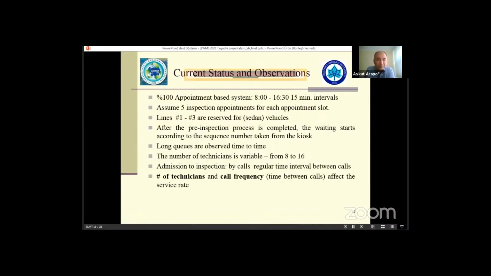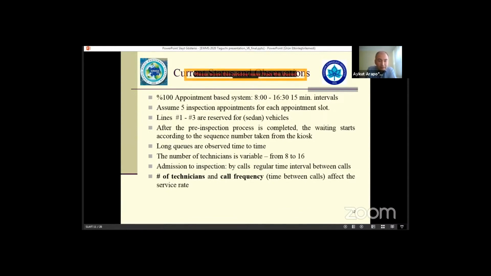The current status and observations. This inspection station works 100% appointment based from 8 a.m. to 4 p.m. with 15 minute intervals. This means every 15 minutes a car is given an appointment. We assume 5 inspection appointments for each appointment slot. This number can change. The first 3 lines are reserved for sedans.